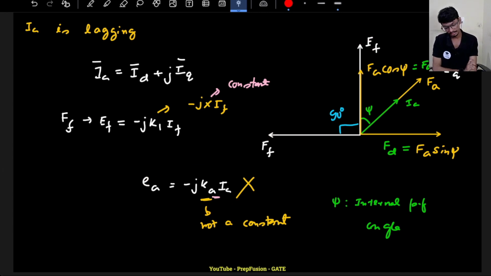So I cannot just write this equation. That is a problem. That's why I had to break it down in terms of Iq and Id. Sorry, this is not IE, this is IF only. So I cannot write it with IF. What I can write is that there will be two induced EMFs. One will be FAD.